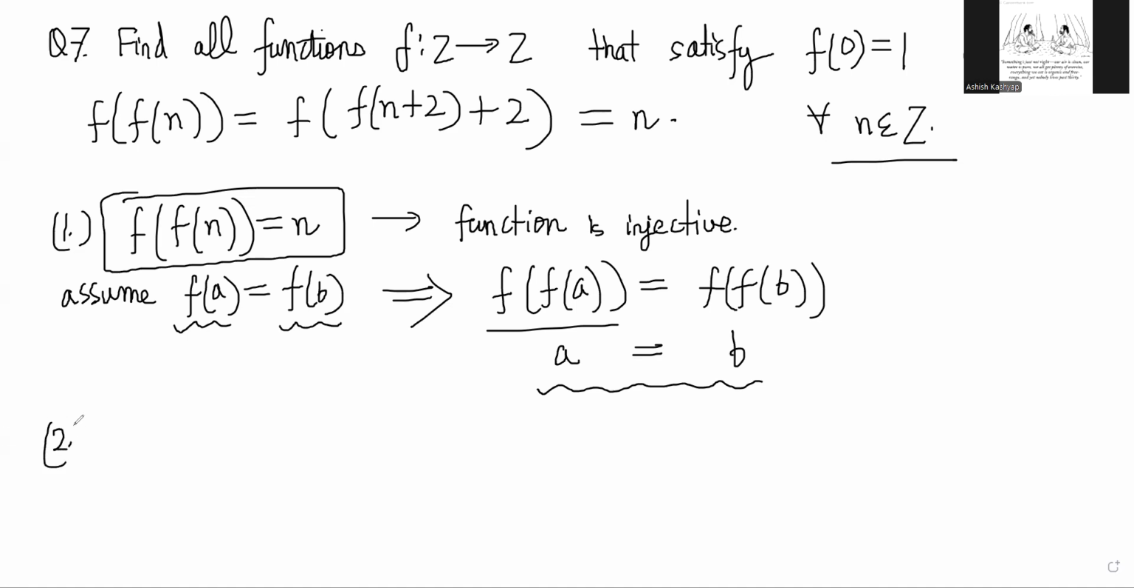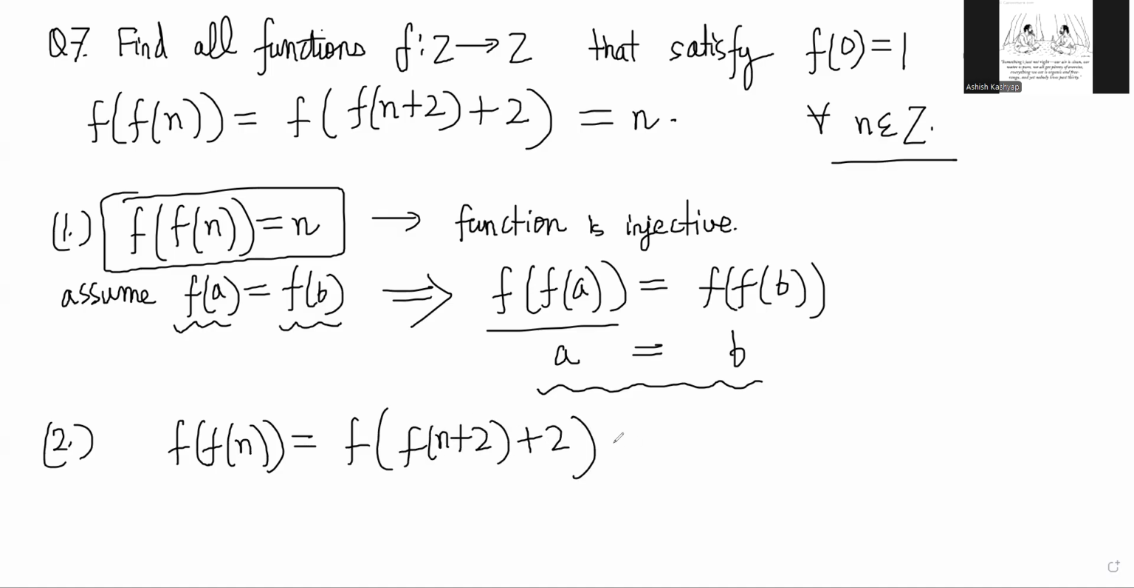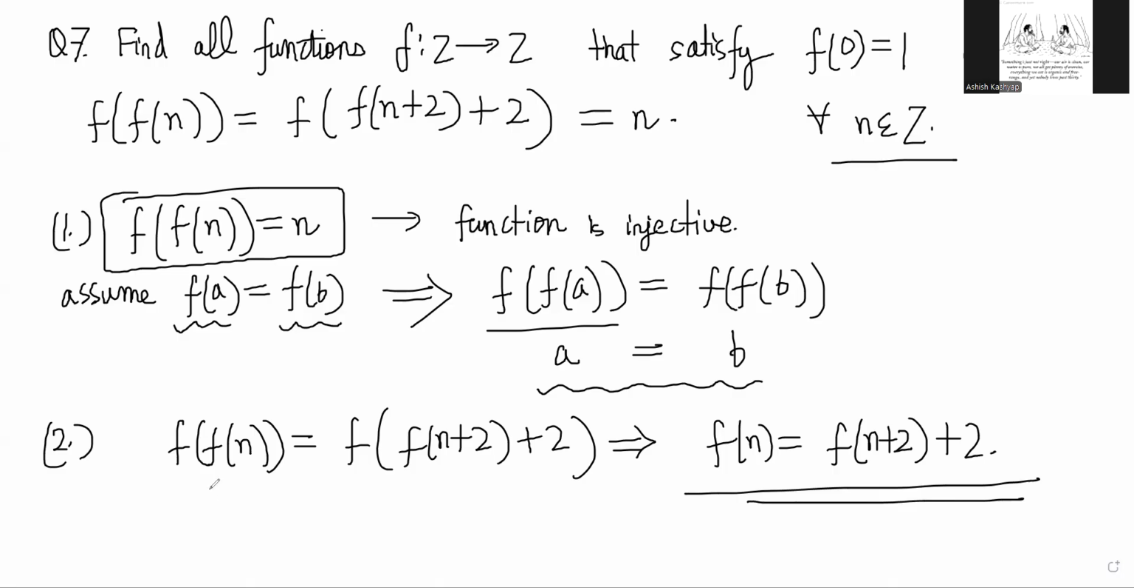Now let's look at other things here. So we have f of f of n is equal to f of n plus 2, plus 2, is equal to n. This implies that f of n is equal to f of n plus 2. Why am I saying this? Because just now we have figured out that the function is injective.